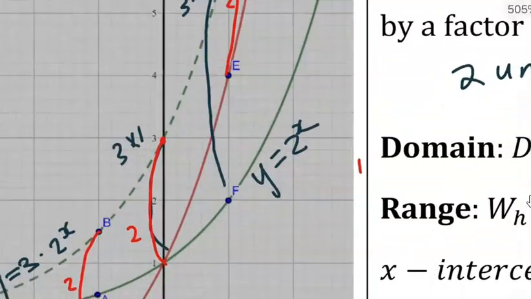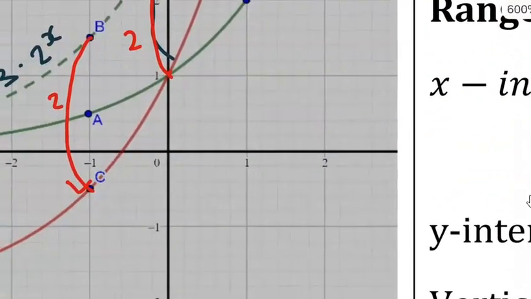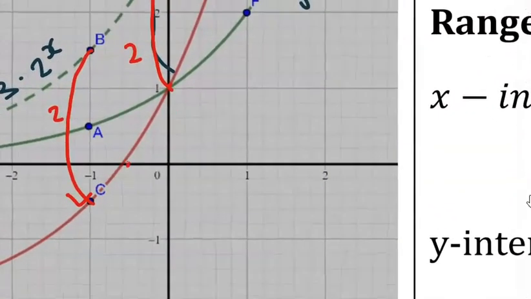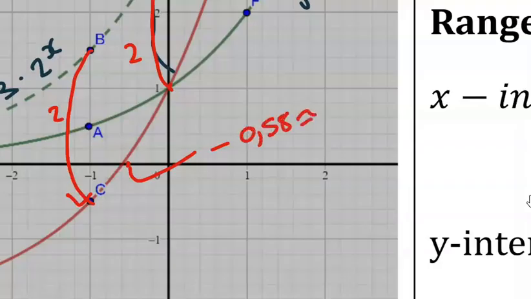And if you look here at the x-intercept, you see it's a negative value, minus 0.58. This value, minus 0.58, is approximately 0.6, and you cannot read it off from the graph, but you can calculate it using your calculator and logs.